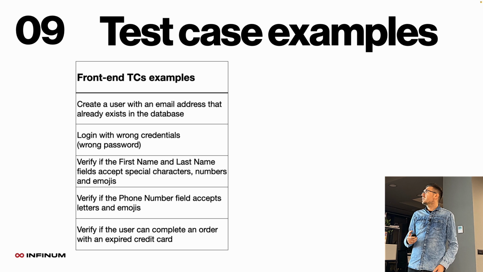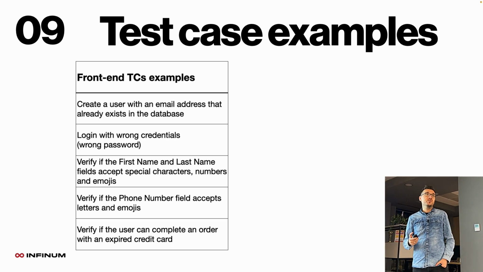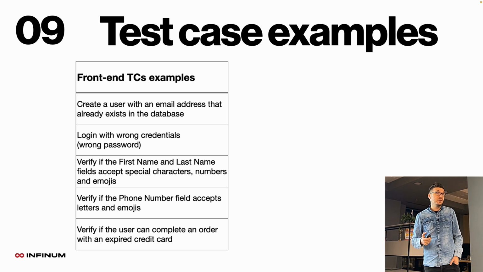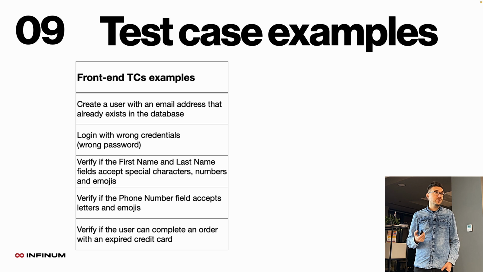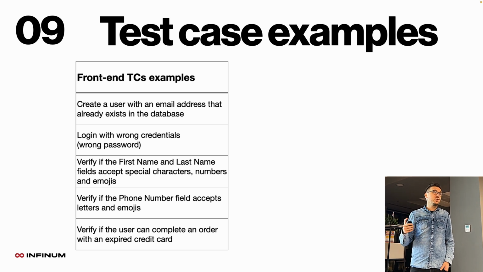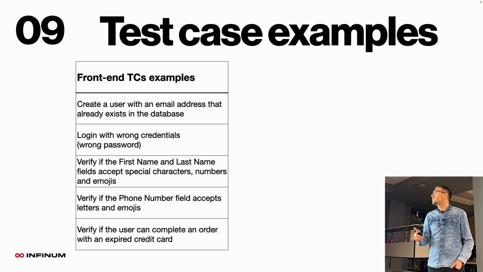The first example will be to create a user with an email address that already exists in the database. This is an example of a negative software test, a negative scenario, where the user should expect and must see an error message: email already exists in our system, in our database, etc.